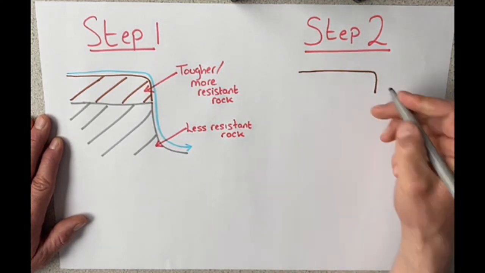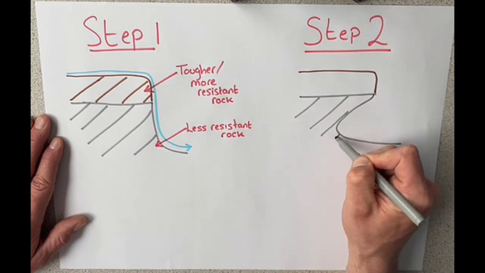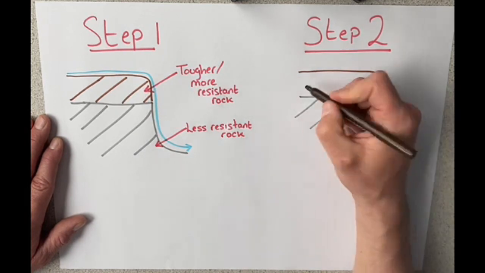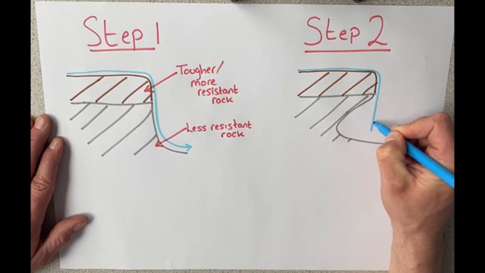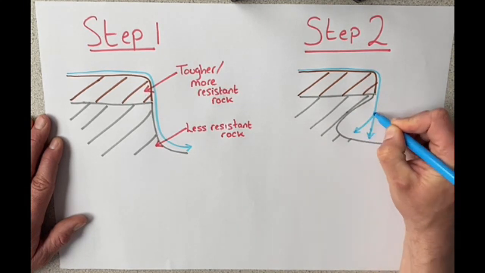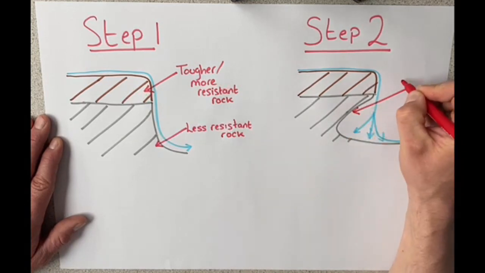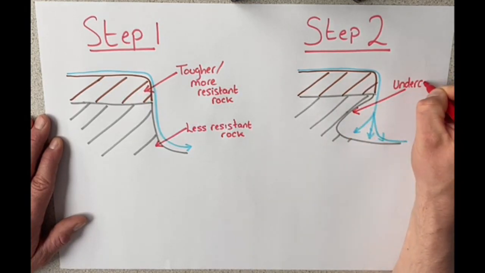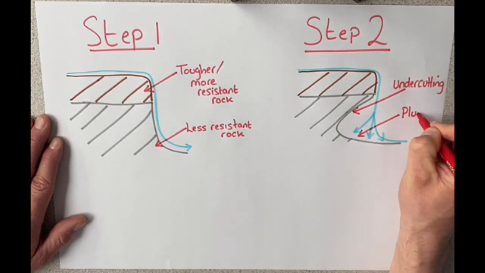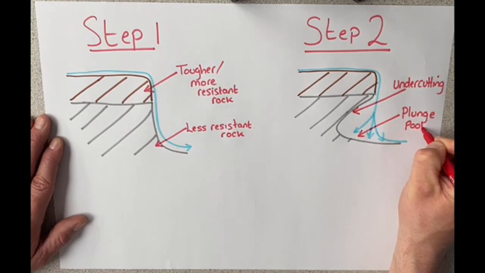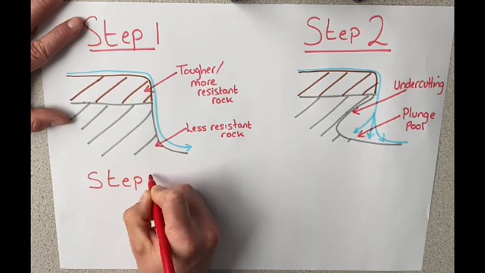Step two. So the river will continue to flow over our layers of rock. And what will happen over time is the less resistant rock will begin to erode more than our tougher, more resistant rock at the top. There we go, there's the undercutting. This is where the softer, less resistant rock is eroded more than the tougher rock at the top. And what this will create is a plunge pool at the bottom of our waterfall where the erosional processes are most significant.